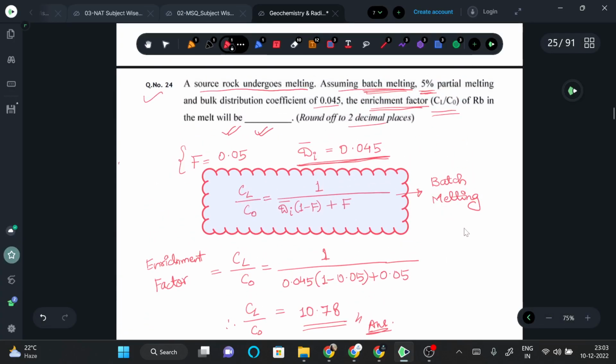As I mentioned, just remember this Cl by C naught formula actually differs for each of these cases. So just remember for each case. Now in successive questions also, we may get questions on equilibrium crystallization, and we may get questions on fractional crystallization. So we'll keep on discussing them as we keep getting those questions.